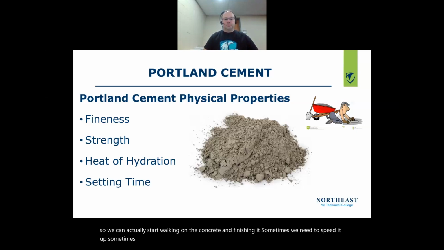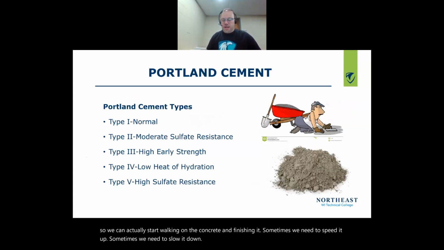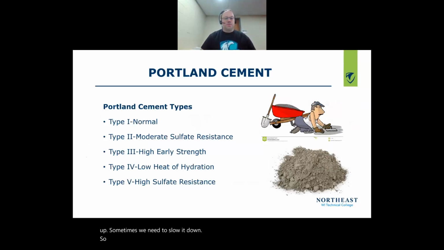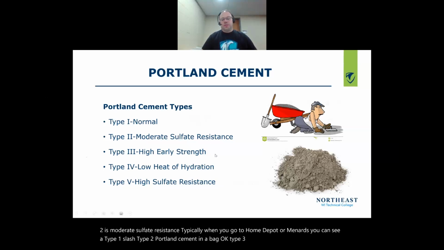Okay. So there's 5 different types of Portland cement. Type 1 is normal, and type 2 is moderate sulfate resistance. Typically, when you go to Home Depot or Menards, you can see a type 1 slash type 2 Portland cement in a bag. Okay. Type 3 is a high early strength. So literally what they do is they grind that finer. And why do we use a high early strength?